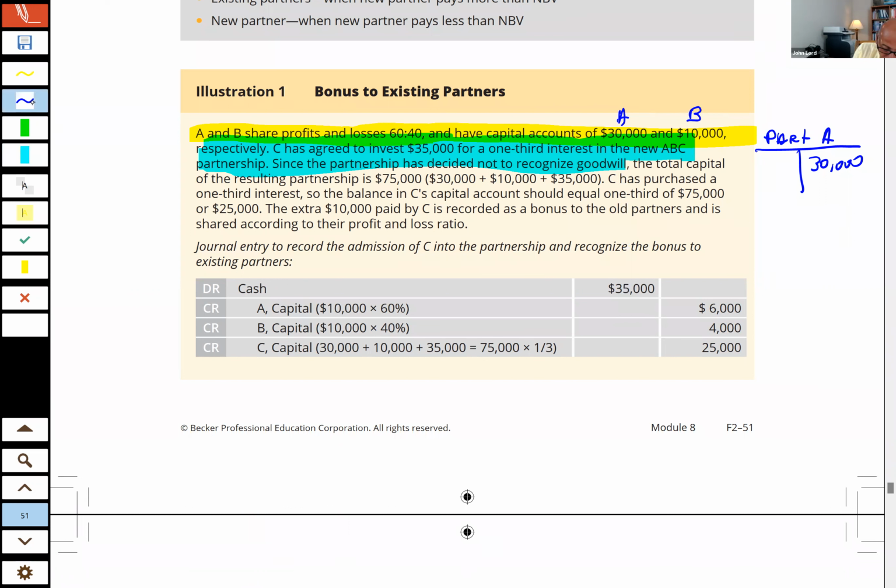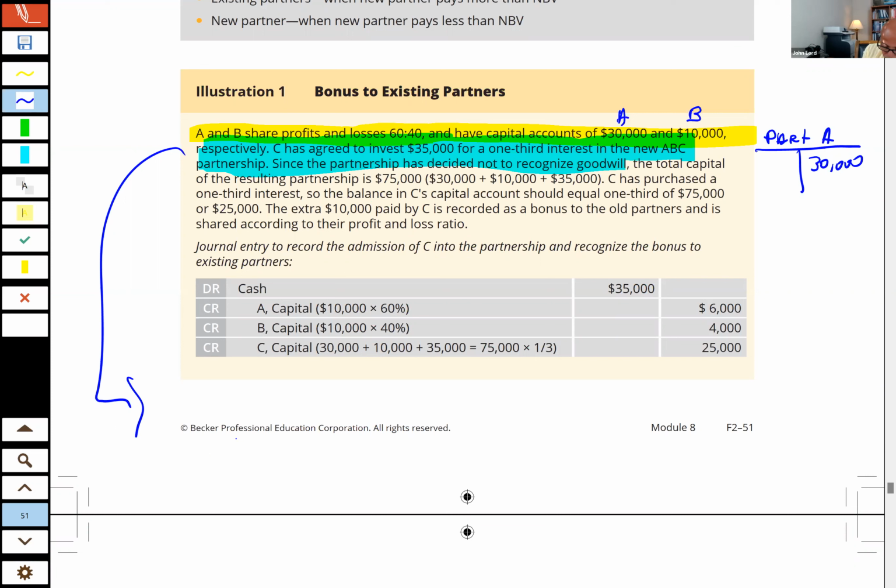So the way I set these up, and the reason I'm not reading further, guys, is they ask you for the journal entry and then continue to give you how to solve the problem. I'm thinking more likely the question will just ask you what's going to be in A's or B's capital account after the contribution comes in. And since they said don't use goodwill, we have to use the bonus method.